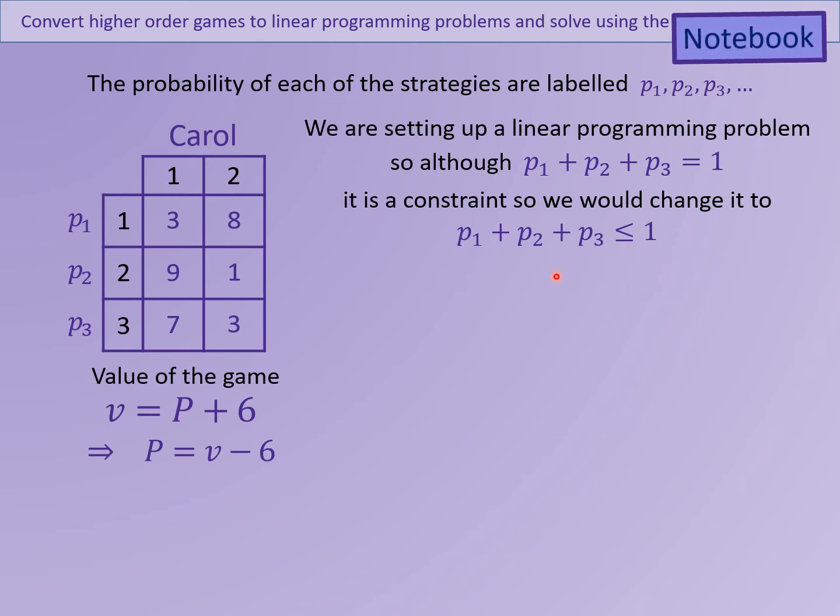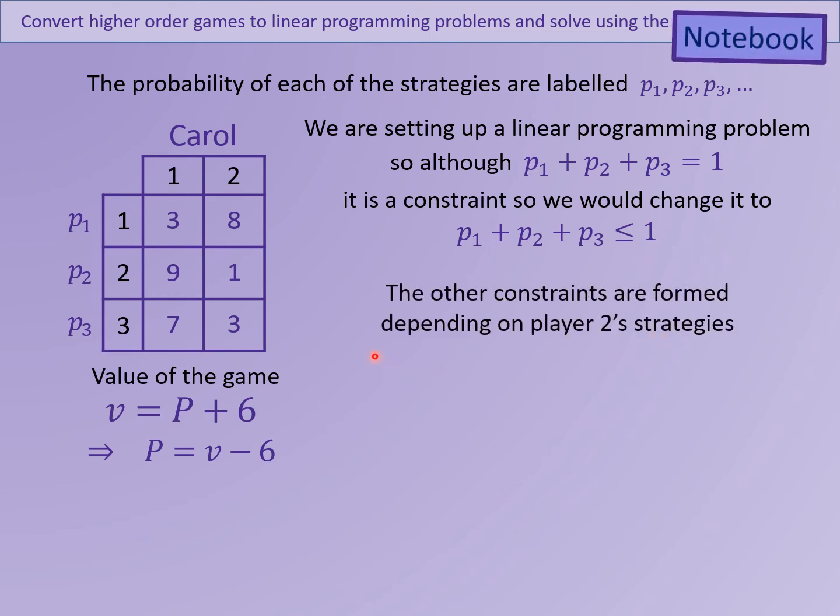Also, we know that P1, P2 and P3 are all positive numbers. They're all greater than or equal to 0. So that's a good thing because the Simplex Tableau has to have positive values. That's why you don't need to worry about setting them greater than or equal to 0.